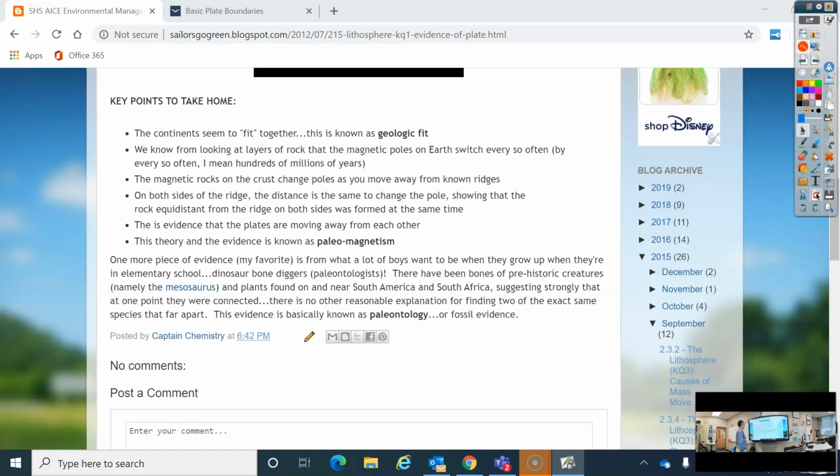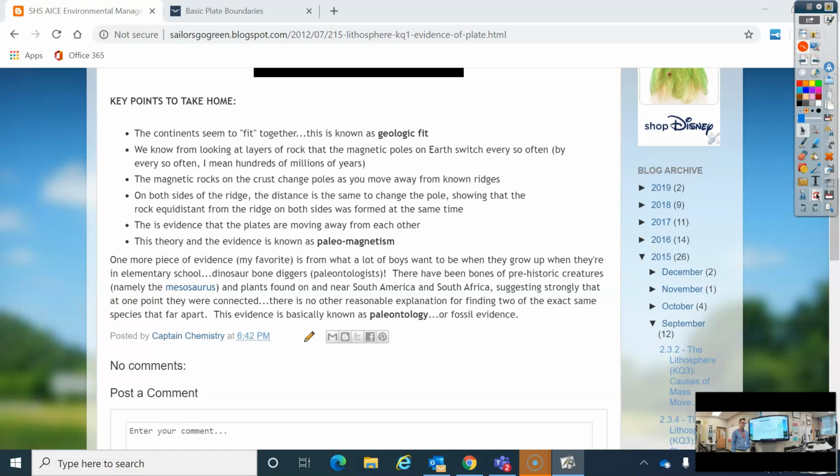And then my final piece of evidence, my favorite, is there have been bones of prehistoric creatures, namely the Mesosaurus, and plants found on and near South America and South Africa, suggesting strongly that at one point they were connected. So basically there will be places on Earth where dinosaur bones and other fossils, not just dinosaur bones, that's just my favorite, are found on separate continents that are separated by entire oceans now, right? Suggesting, and they'll be found nowhere else on the Earth.